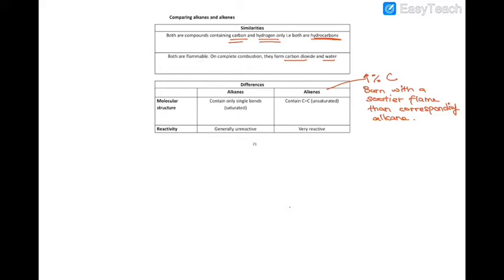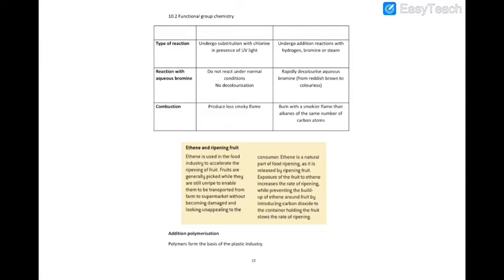Alkanes are generally unreactive because of the strong C-C and C-H bonds, and because the bonds are non-polar. Alkenes are very reactive, especially at the double bond region.